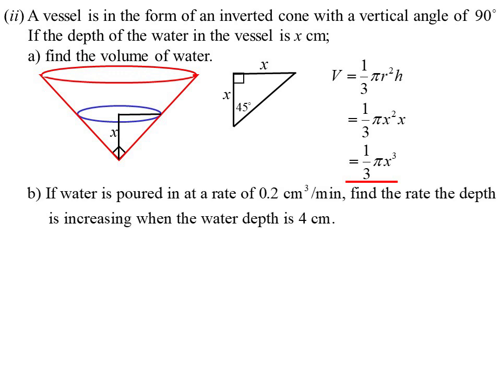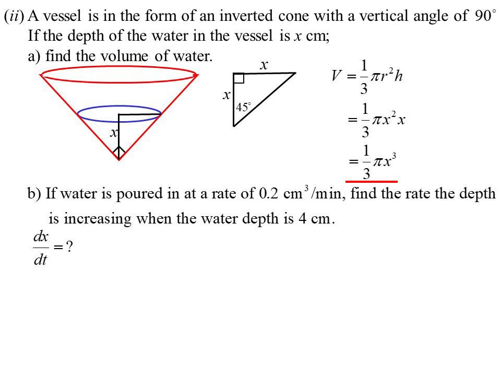Part B. Water's getting poured in at a rate of 0.2 centimeters cubed per minute. Find the rate the depth is increasing when the water depth is 4 centimeters. So we want to find dx/dt. What's the rate of change of that depth? Okay, at this stage we have a link between volume and x.